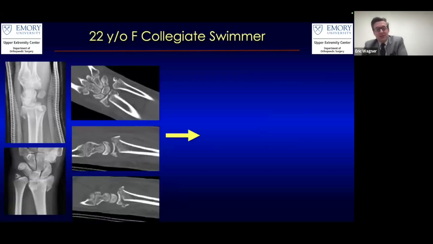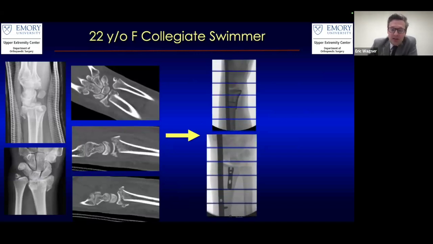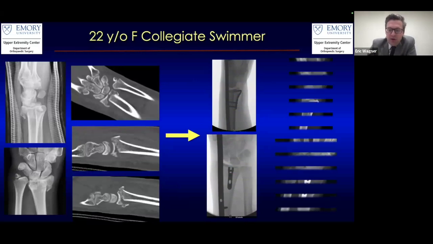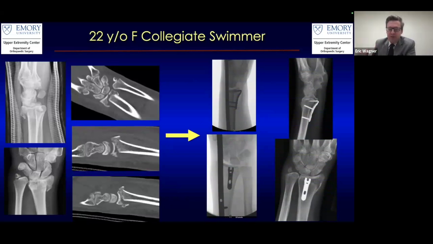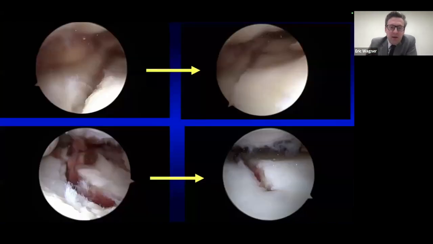So this is a collegiate swimmer. You can see a really difficult fracture pattern, really distal. It's hard to capture that. And you can see the beauty of the bridge plate, in this case with a fragment-specific plate, how we were able to get a pretty good overall anatomic alignment and ultimate anatomic reduction of that relatively difficult fracture.